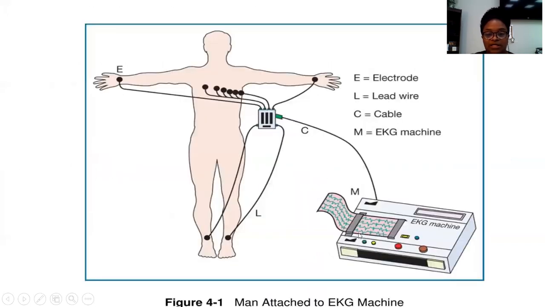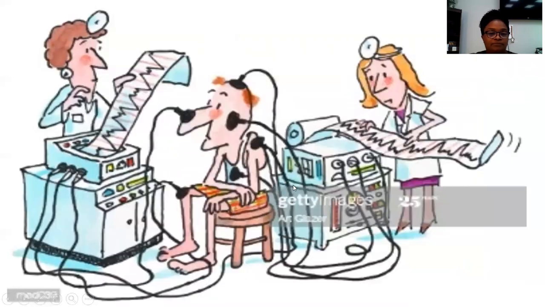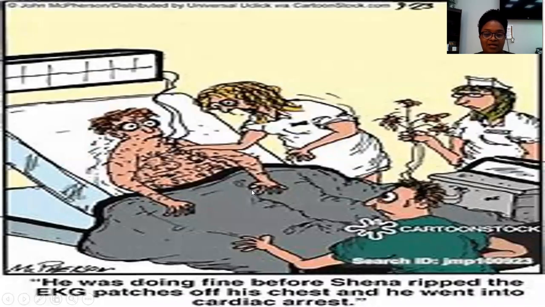So here again is another view of your EKG machine and lead placement. This is just a little caricature of where the lead shouldn't be. Okay, again, another lead misplacement, and look at your strip. And here again, not properly prepping the skin.